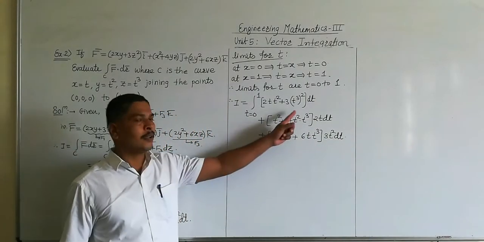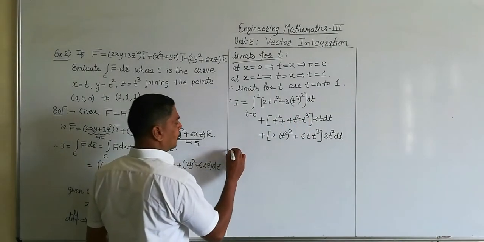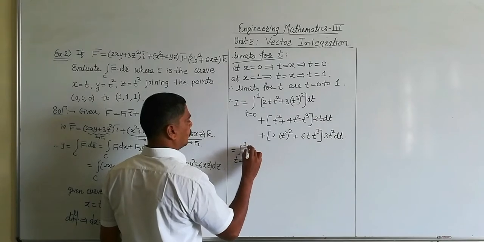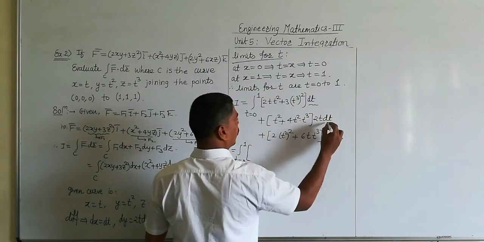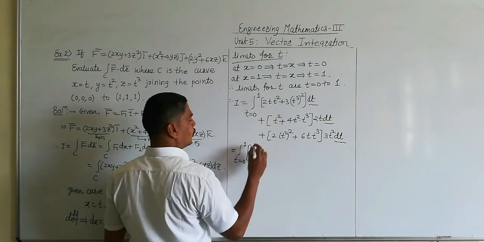And now simplify this. Now this integral is in single variable, is in t. So simplify this for t. So this is equal to integration t is equal to 0 to 1. I will take dt common from each term and simplify remaining term. So this becomes 2 into t cube.